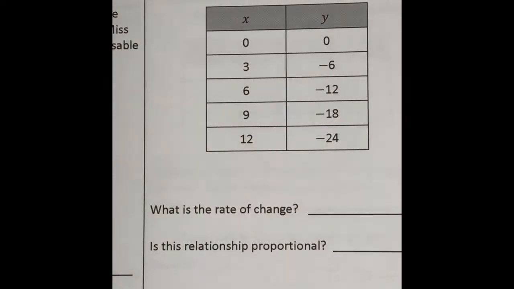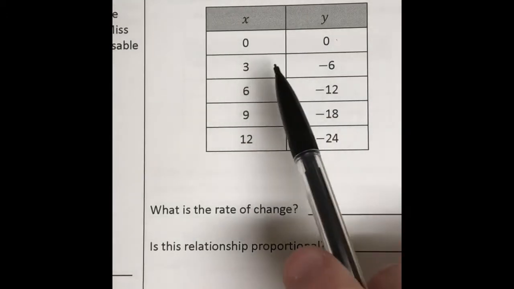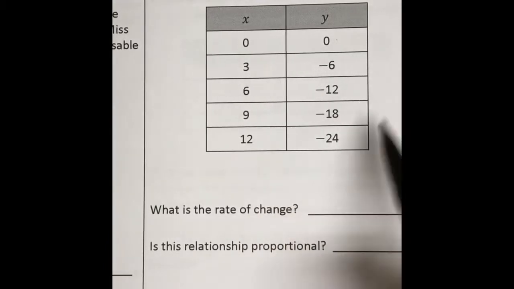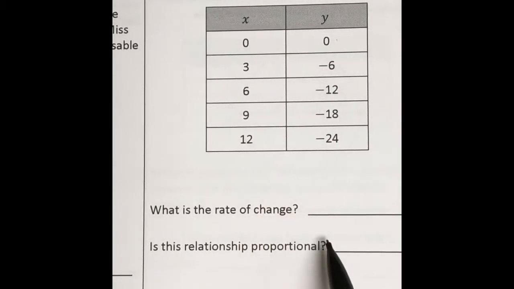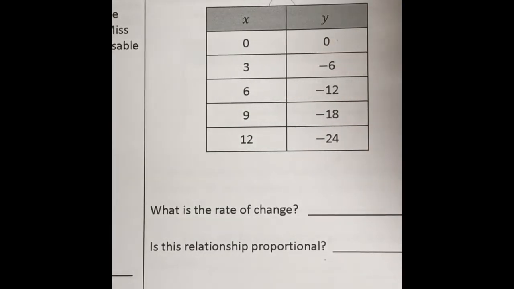It says a table of values is shown below. So x is 0, y is 0; 3, 6; 6, negative 12. So see how they're going. It says, what is the rate of change and is it proportional? So what you have to do is figure out what does it increase by every single time, okay? And every single time it has to be the same number.